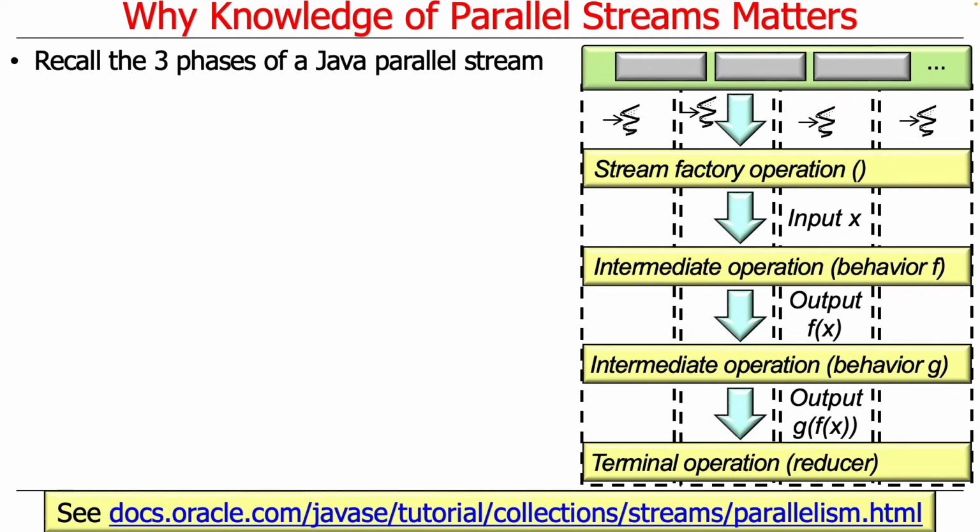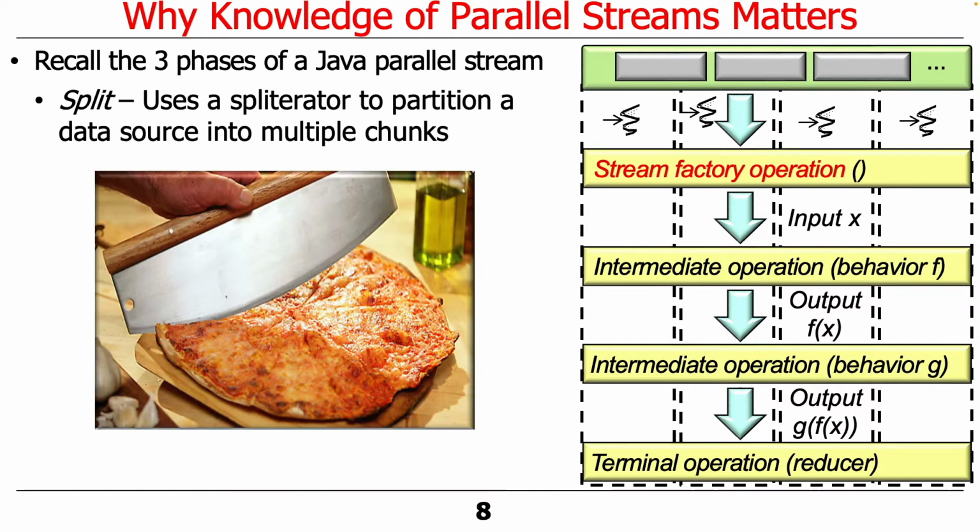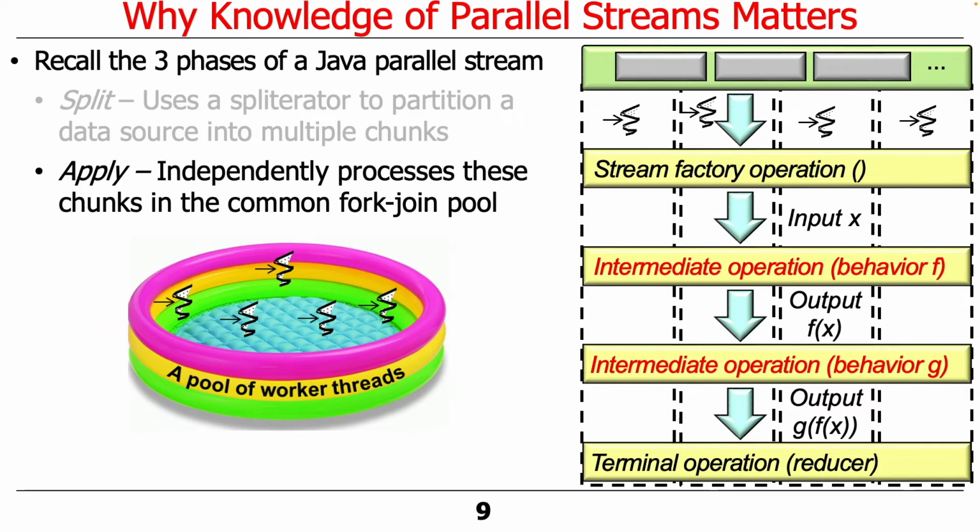So to get us on the same page, recall there are three phases of a Java stream, and particularly a Java parallel stream. The first phase is the split phase, and that's what's done with whatever factory method you use, which under the hood will use a spliterator to partition the data source up into multiple chunks. We have a spliterator for all the built-in collections in the Java collections framework, which splits things up typically into atomic-sized units of size 1, although you could control that.